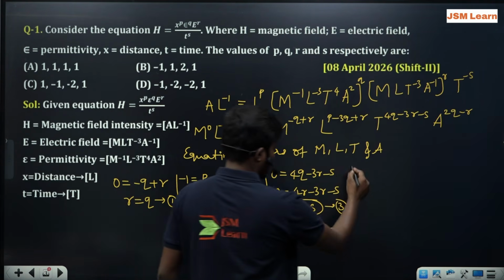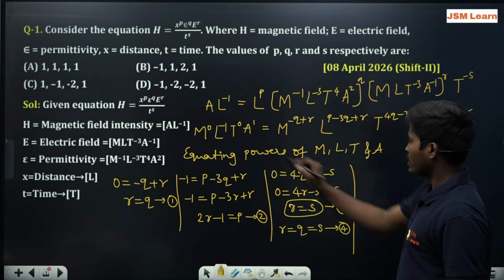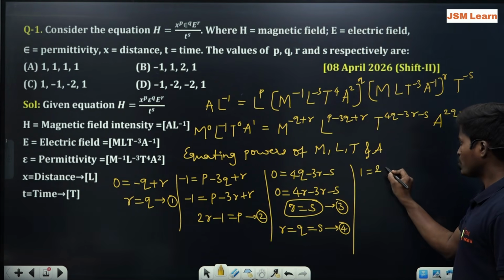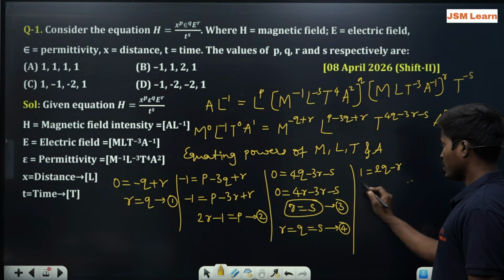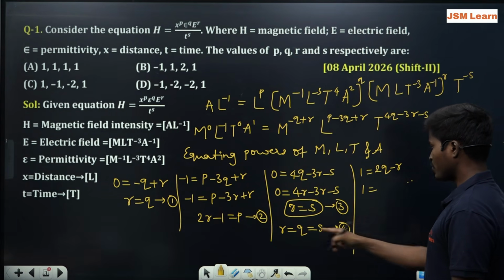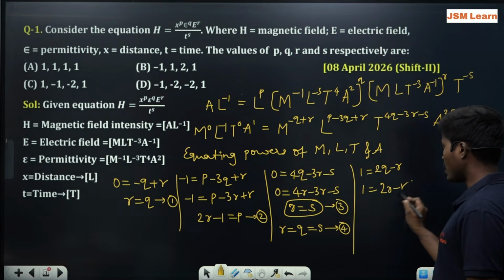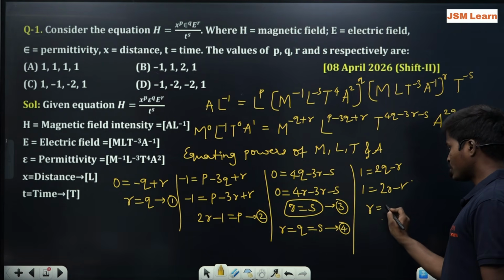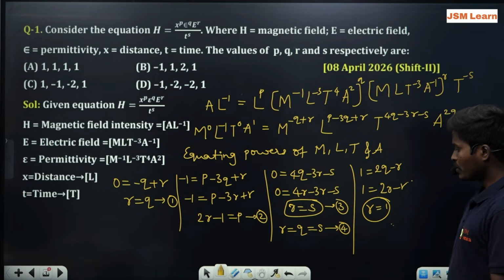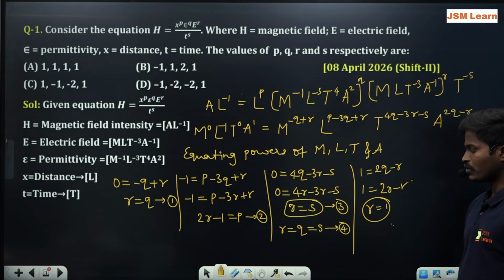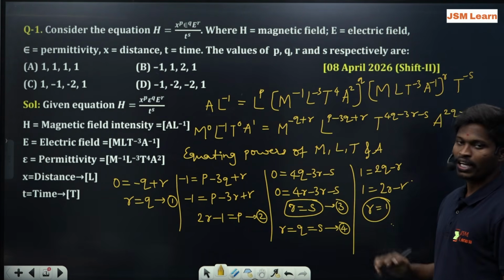Next, if you solve for the next one, A power 1 on the LHS, so 1 equals, on the RHS, 2q minus r. So 1 equals, from the earlier equation, 2r minus r. So r equals 1. If you look at the fourth equation, r equals q equals s, and here r equals 1, we can say r, q, s values are 1.